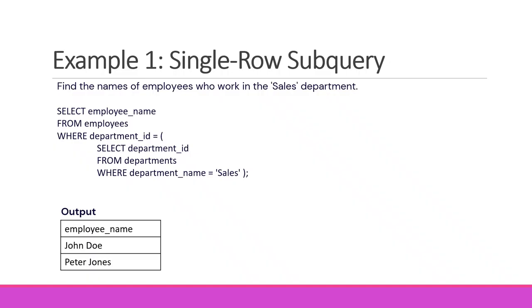The outer query then selects employee names from the employee table where the department ID matches the result of the inner query. The result will be John and Peter Jones. These two persons belong to the sales department.